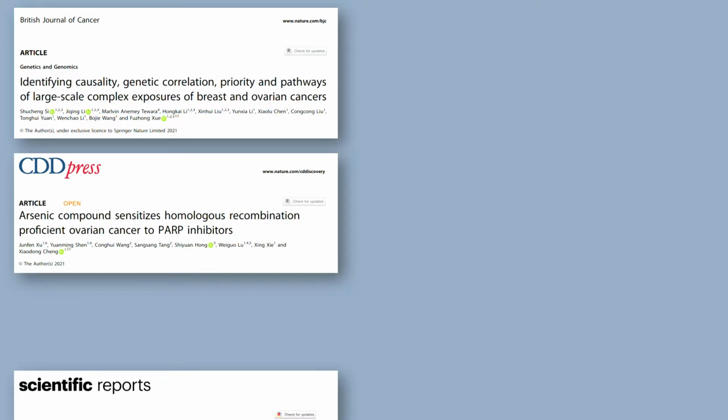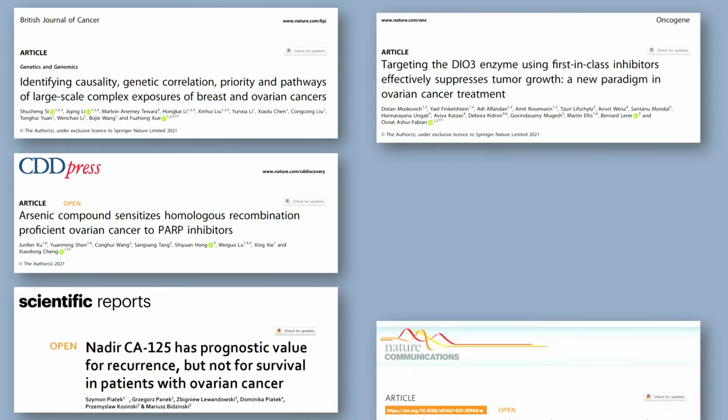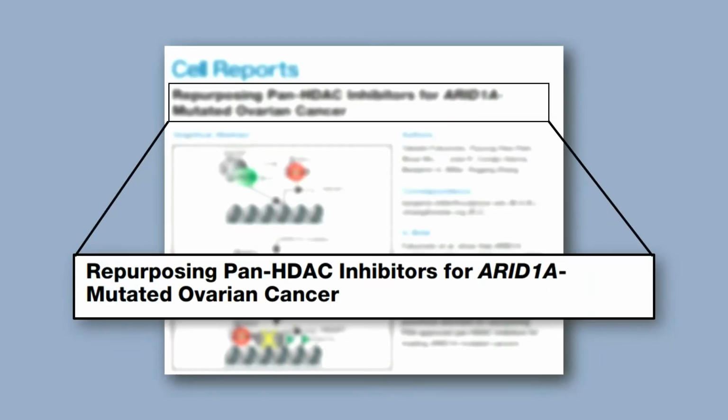chemotherapy. Due to its relatively poor prognosis, research into ovarian cancer and its treatment or therapy is a very active area. One such research paper is the topic of this video, where the scientists investigated whether an already approved set of drugs called Pan-HDAC inhibitors could be used to treat ovarian cancers carrying a certain mutation in a gene called ARID1A. So what does the ARID1A gene do and why is it important?